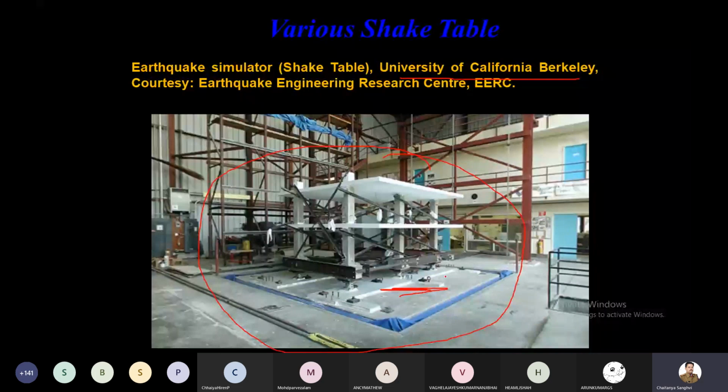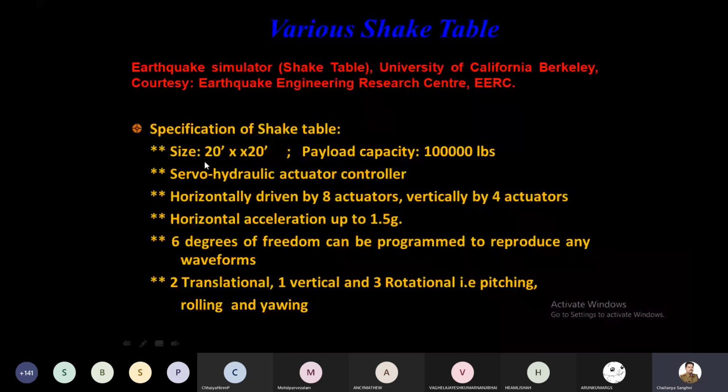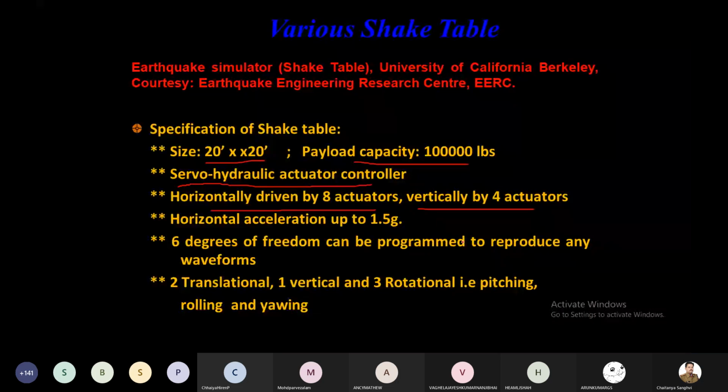And if you look at the specification, the size of the shake table is 20 feet by 20 feet, and the payload capacity is almost 1 lakh pound. Servo hydraulic actuators are there. It is horizontally driven by 8 actuators, vertically by 4 actuators, right? For the motion of the shake table, you need actuators. These actuators will provide the motion to the shake table. And horizontal acceleration you can provide up to 1.5 G.